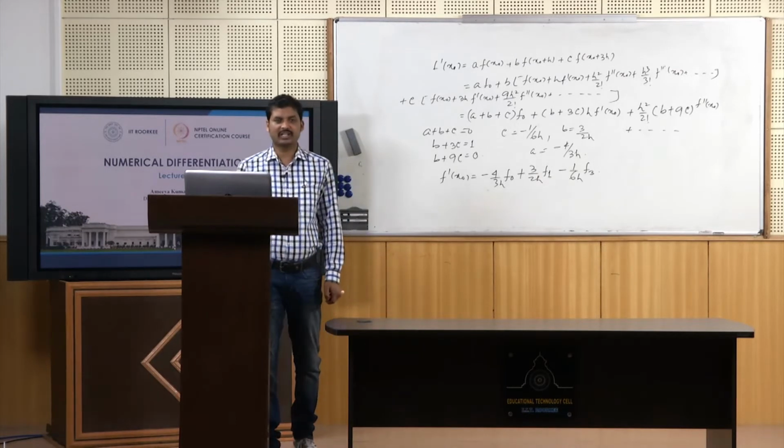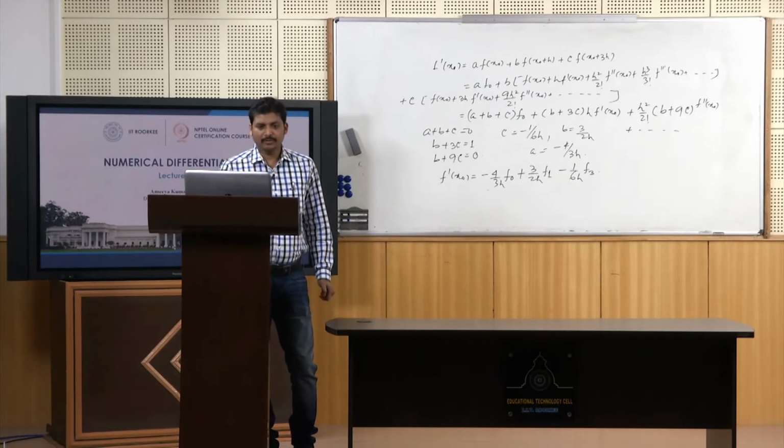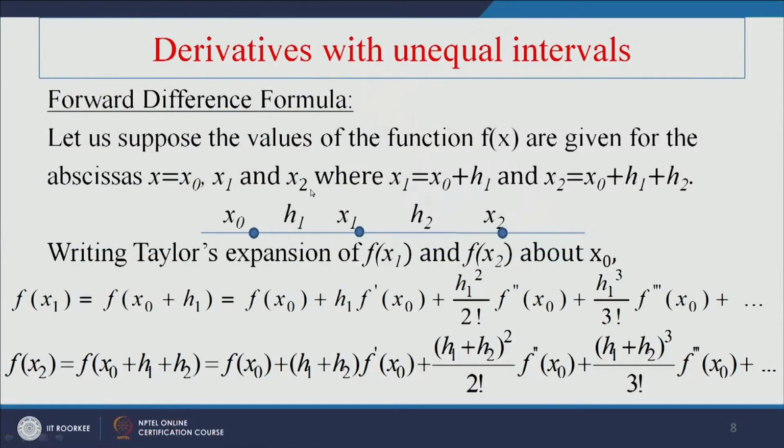Let us suppose that the function values f of x are given at the abscissas x equals x0, x equals x1 and x equals x2. If the points are situated at h1 distance from x0, the first point, and the second point is spaced from x1 to x2 with spacing size h2 here.